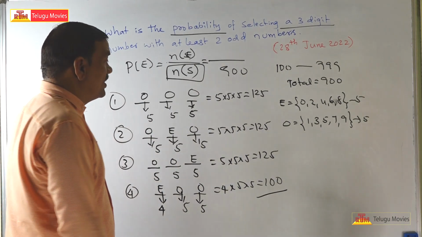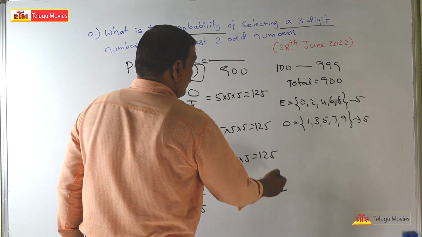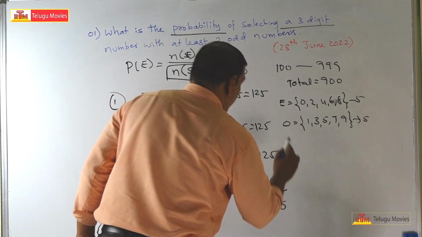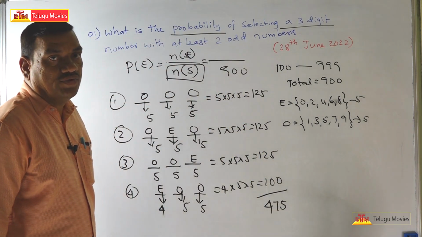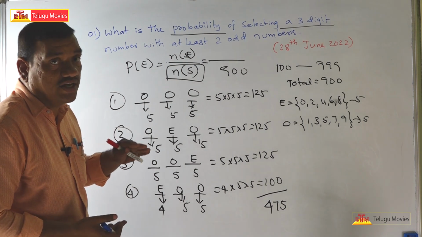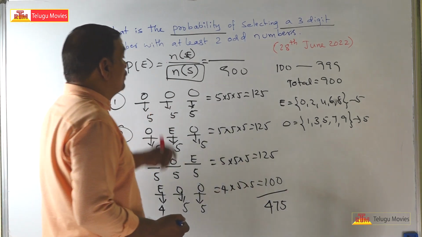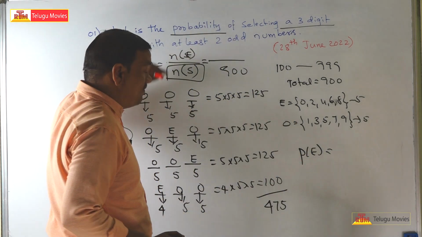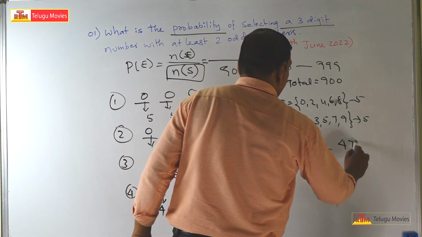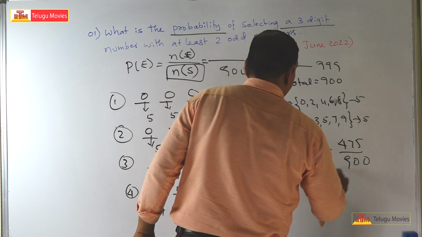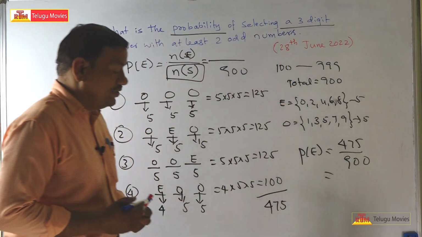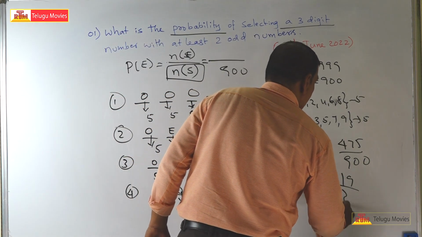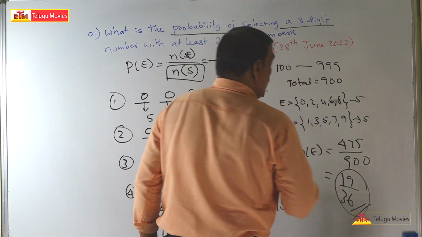All these are favorable cases. How many? 125, 125, 125, 100. So this is equal to 475. So understand, 475 favorable cases, favorable numbers you will get. So therefore, what is your probability? Favorable cases, that is equal to 475 by total number of cases. So you cancel it and you cancel it, you will get the answer 19 upon 36. So this is your final answer.